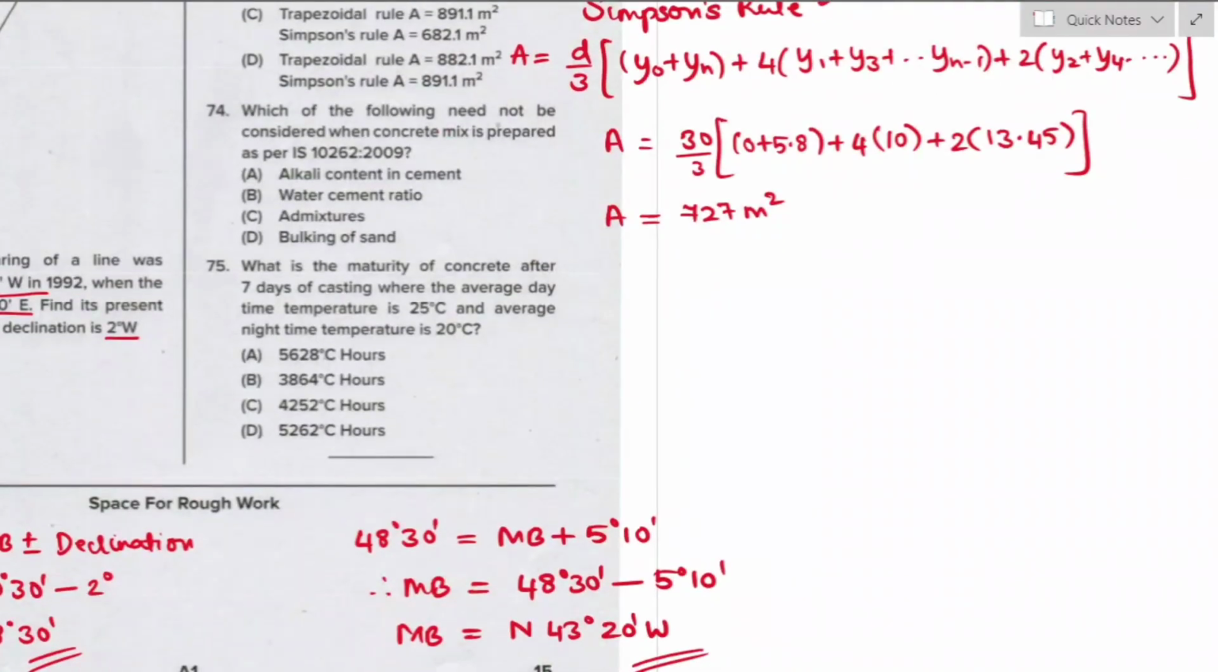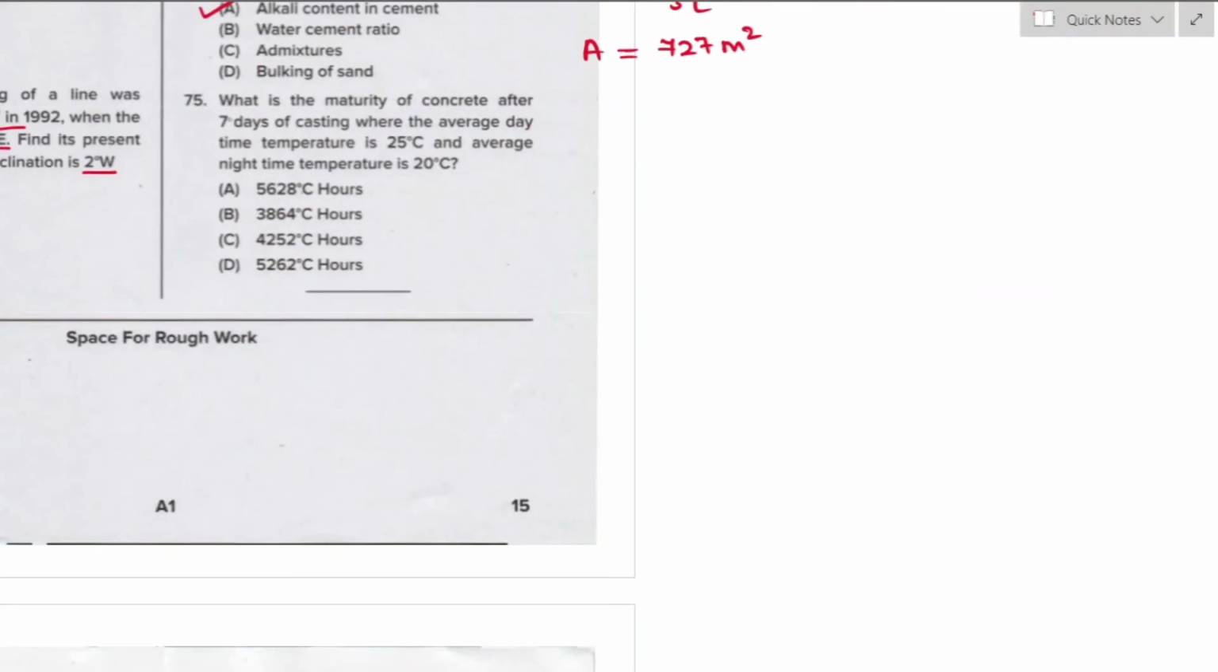Question number 74. Which of the following needs to be considered when the concrete mix is prepared as per 10262-2009? The main parameter to be considered when the concrete mix is to be prepared is alkali content in the cement. Option A is the right answer.